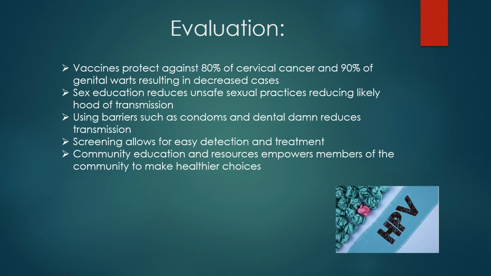Evaluation is the last step in the care plan, and here we are evaluating for effectiveness. Did we meet our goal, which was to reduce HPV-caused cancers by reducing HPV infections among sexually active individuals? Vaccines protect against 80% of cervical cancer and 90% of genital warts. So we can evaluate how effective vaccines are by looking at the incidence of these two manifestations of HPV and determine if they are declining.